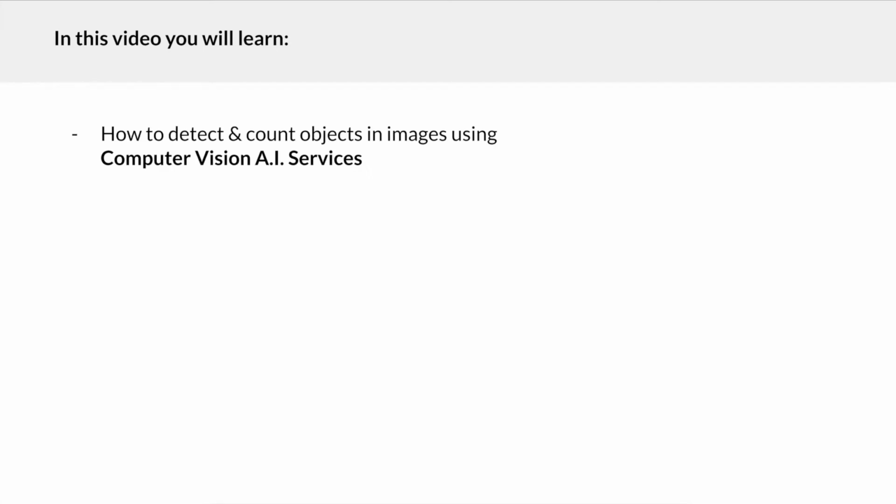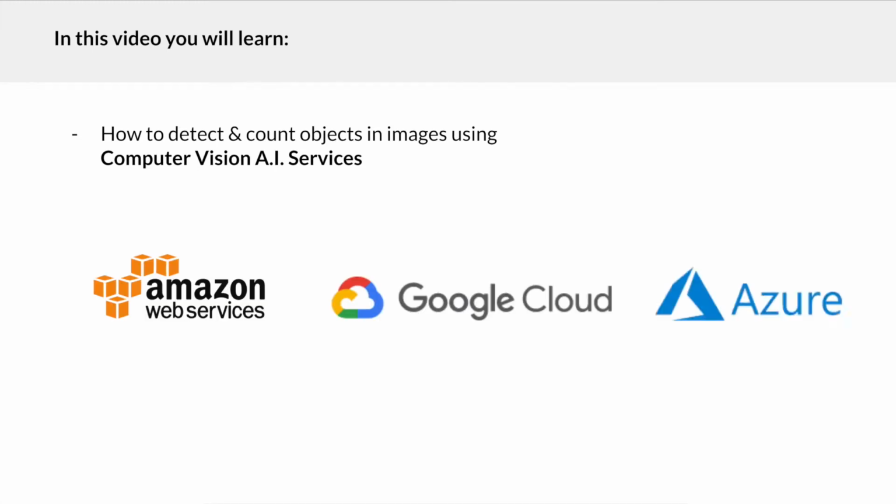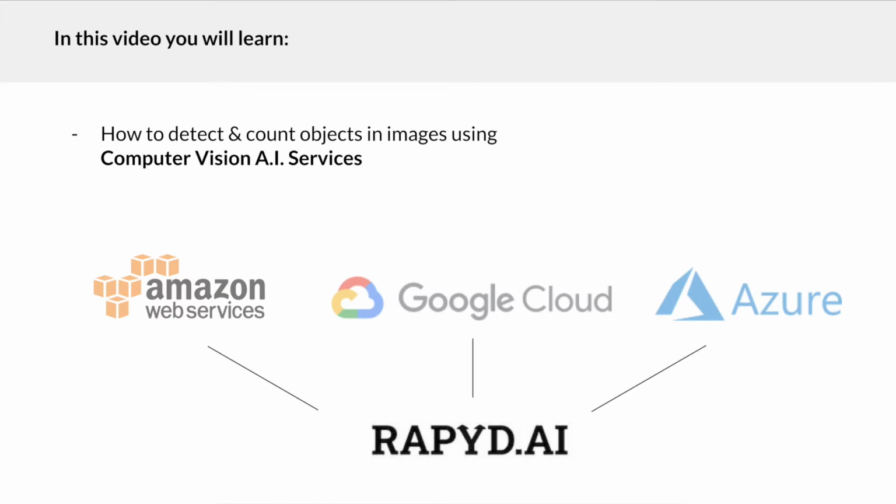In this video, you will learn how to count objects and images such as people, cars, or other entities using state-of-the-art AI services like Amazon Rekognition, Google Cloud Vision, or Microsoft Cognitive Services. For this tutorial, you don't need to sign up for any of these platforms. We will use RAPYD.AI to access them easily. So let's go.